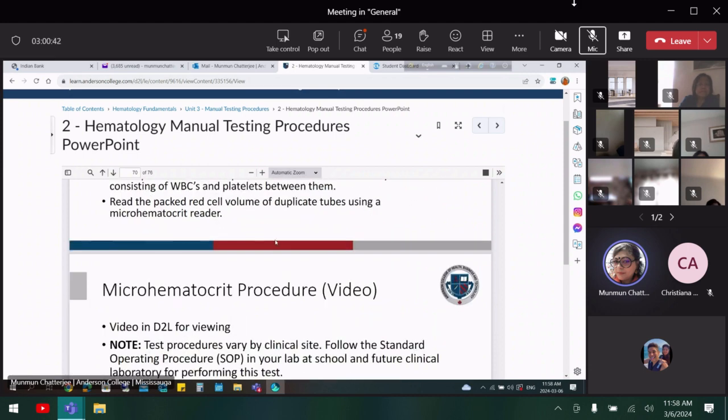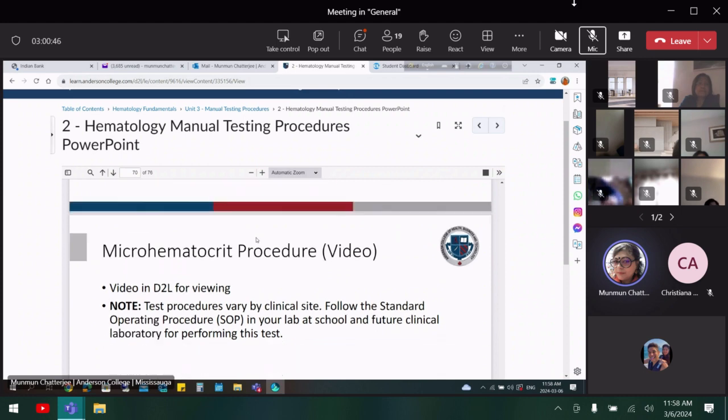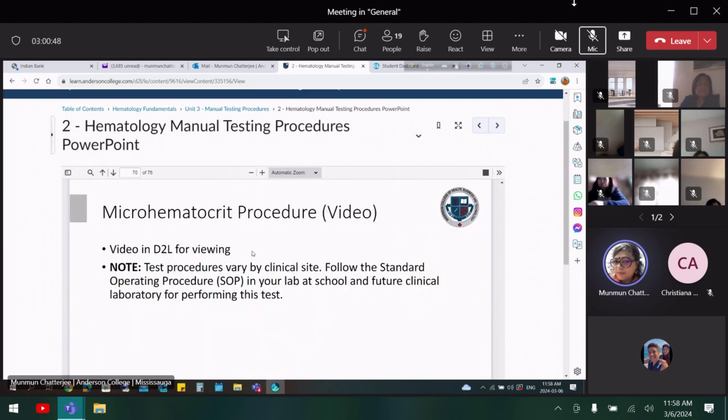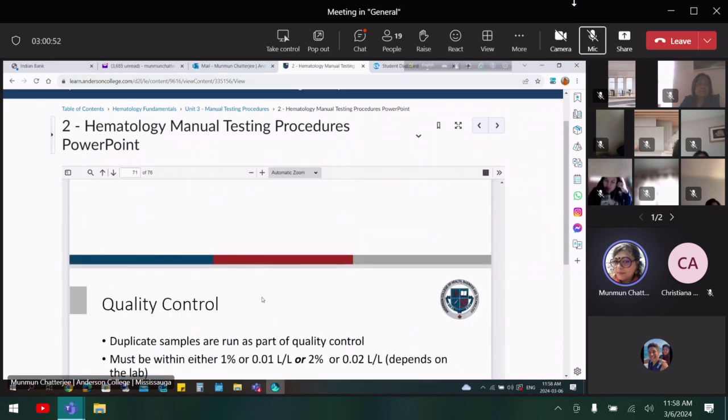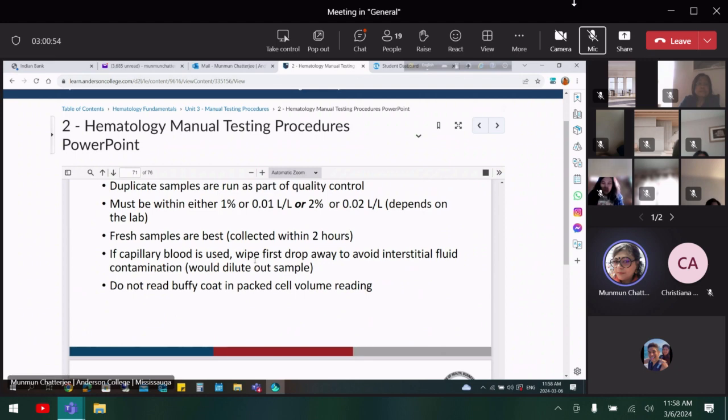So this is the packed cell volume of duplicate tubes using a microhematocrit reader. Now you guys know what a hematocrit reader is. Video in D2L for viewing. Quality control: we always do the duplicate samples. That's why I always told you to run it as part of the quality control. Error must be within 1% or maximum 2%. Generally, all of you get the results within 1% error so far.